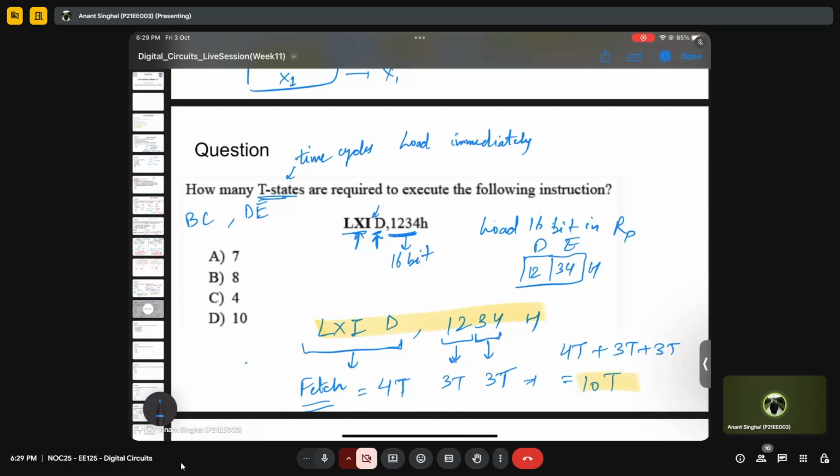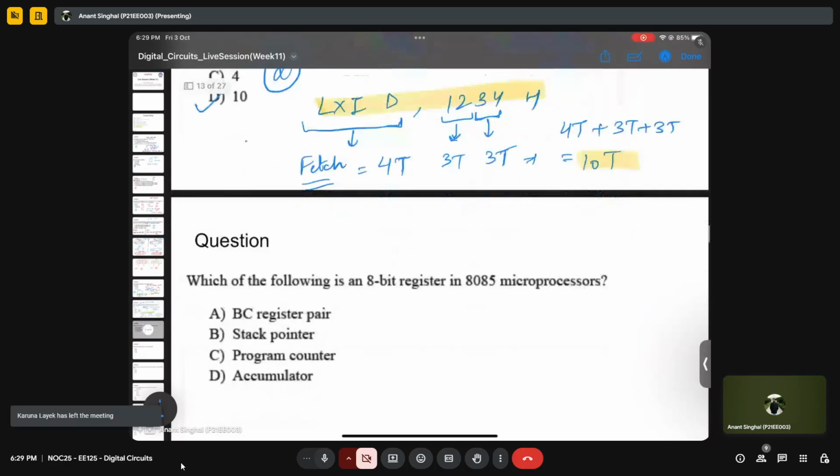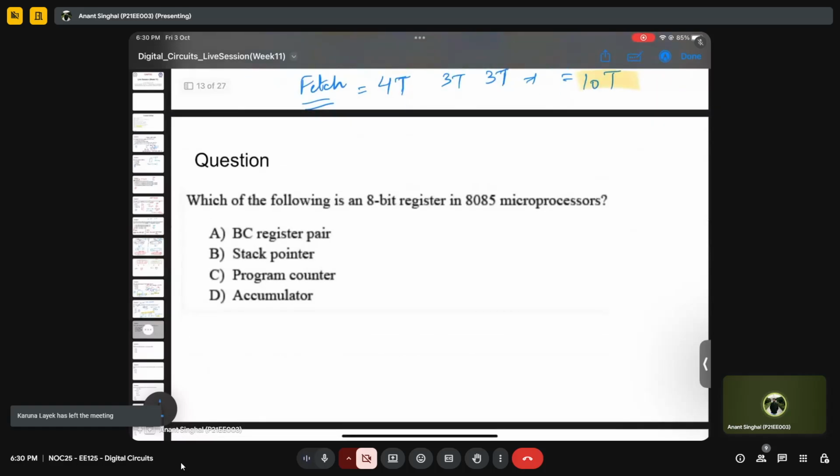So the correct answer to this problem would be option D. Okay, I think we can move ahead. It says, which of the following is an 8-bit register in 8085? I hope you at least know this, so please type your answers in the chat box.